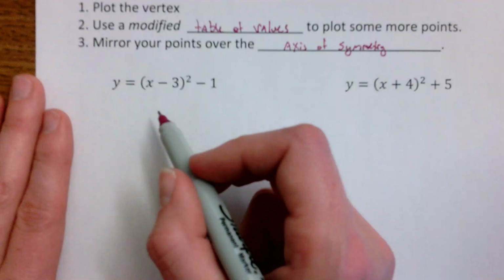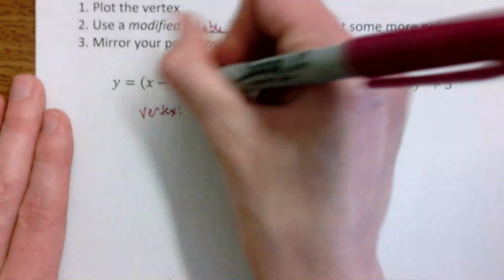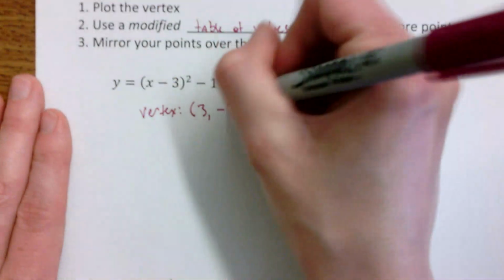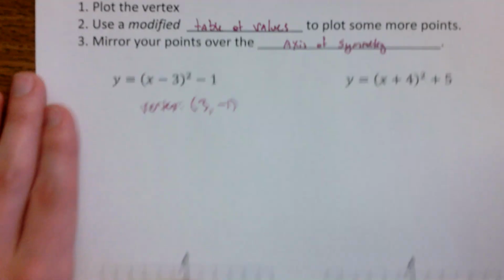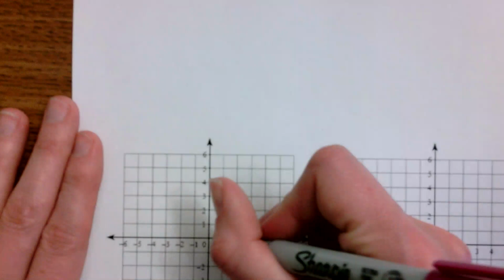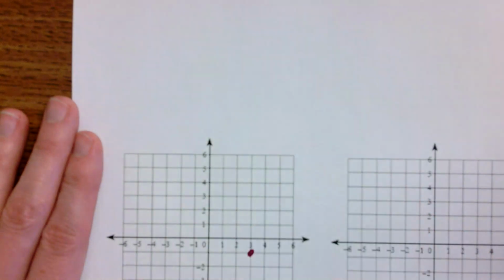First thing I'm going to do here is pull out my vertex. So my vertex, remember, it's backwards of what it looks like for the first number. And then the second one is just exactly how it looks. So 3, -1 is going to be my vertex. I'm going to come down here, run to 3 and jump to -1. And there's my first point.